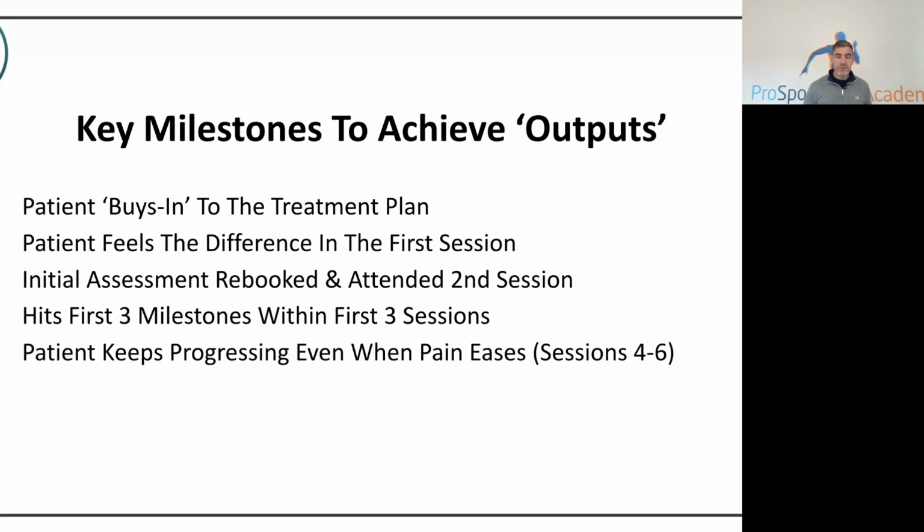Stage 5 is where the patient keeps progressing even when the pain is easing. That usually happens around sessions 4, 5 and 6. If you've hit the first 3 milestones within the first 3 sessions, they're making progress. They're doing things with a lot less pain, improving their function and growing in confidence. This key stage is critical, and it's where a lot of clinicians struggle: when the pain's easing, where do I go next? But if you nail stage 1, you've already got your plan in place, the patient knows the plan and you've set expectations.